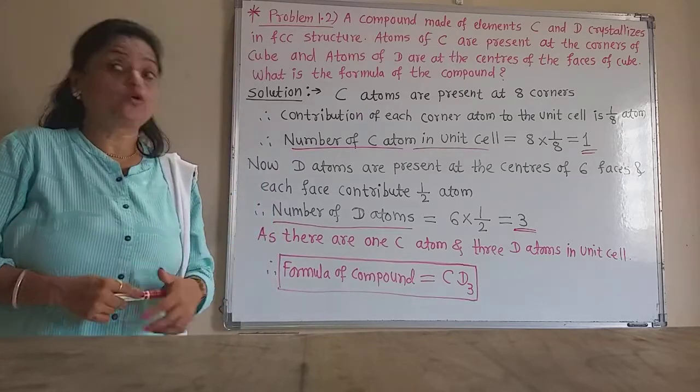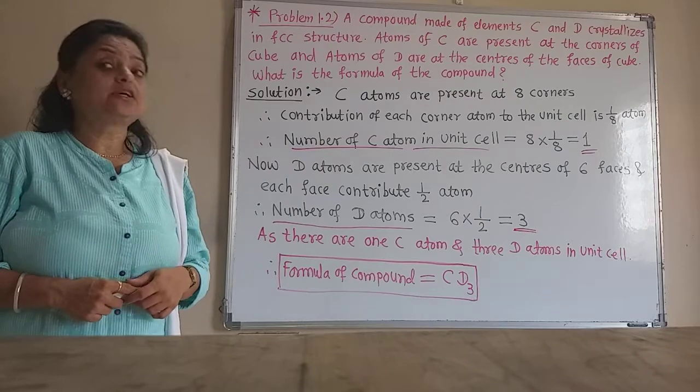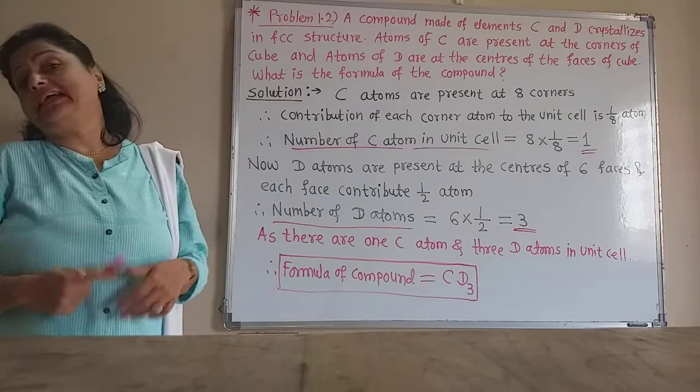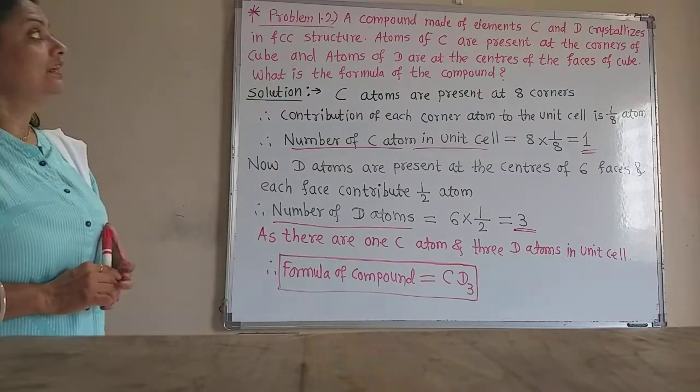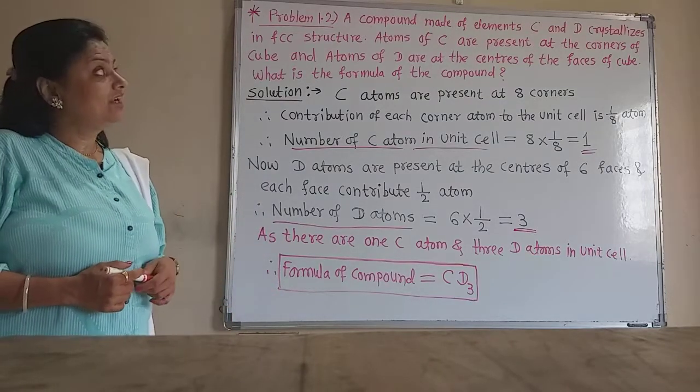In this way, we can also calculate the formula of the given compound by calculating the number of atoms of the two different elements, whose atoms are present at the corners or at the faces of the unit cell. Now, this is the new problem. Now, let us learn one more problem.